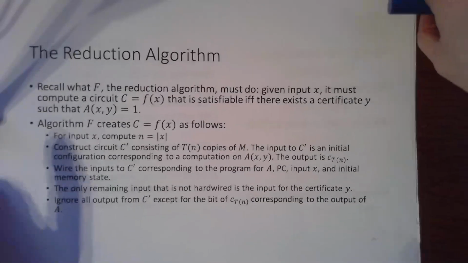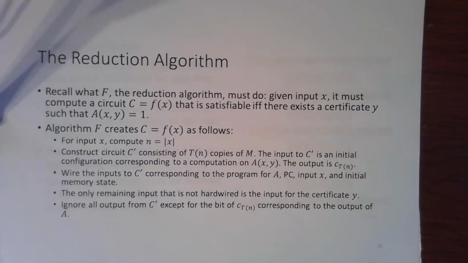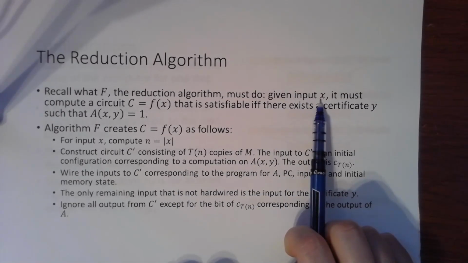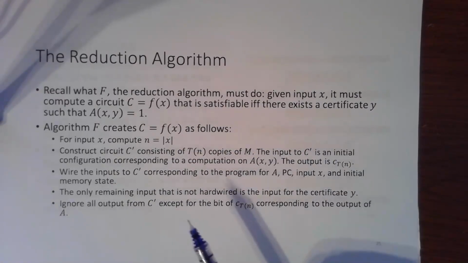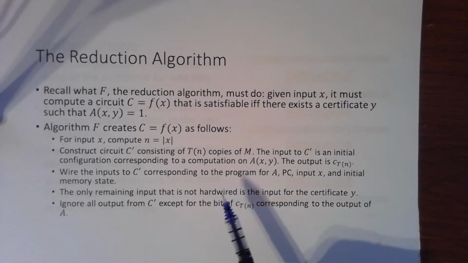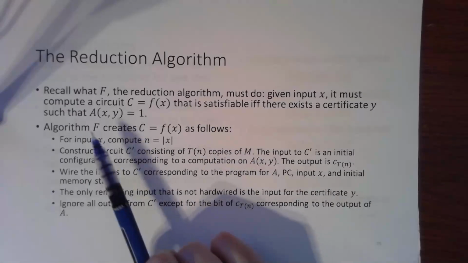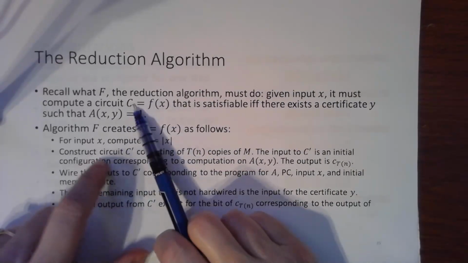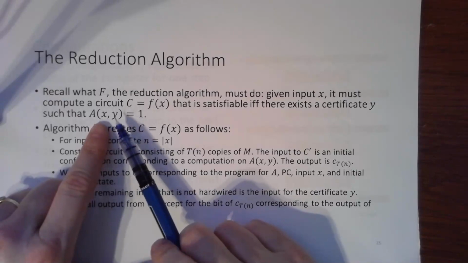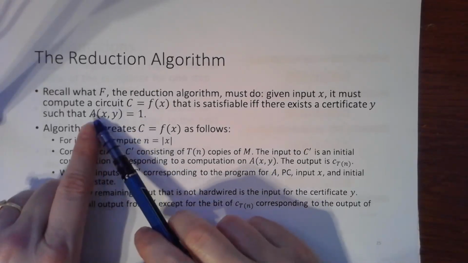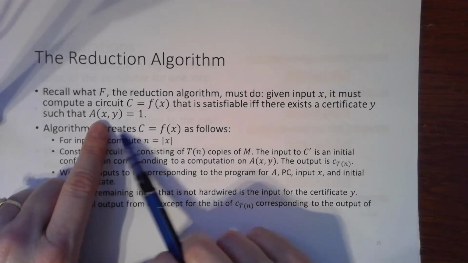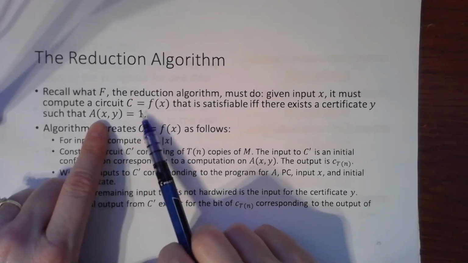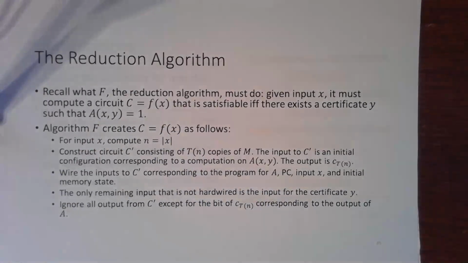All right, so the reduction algorithm, F, what it's going to do is we give it an input X, and it has to compute or produce a circuit that's satisfiable if and only if there exists a certificate Y so that the algorithm would accept Y. So this circuit that it produces will be satisfiable if X is accepted by the language, if it has a certificate, and it won't be satisfiable if there isn't any certificate that would produce a 1. So that's our goal.